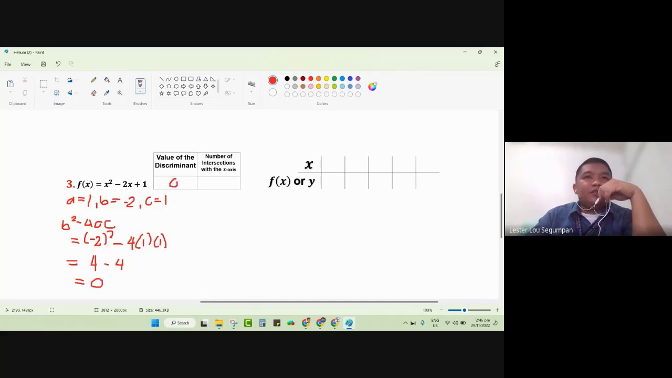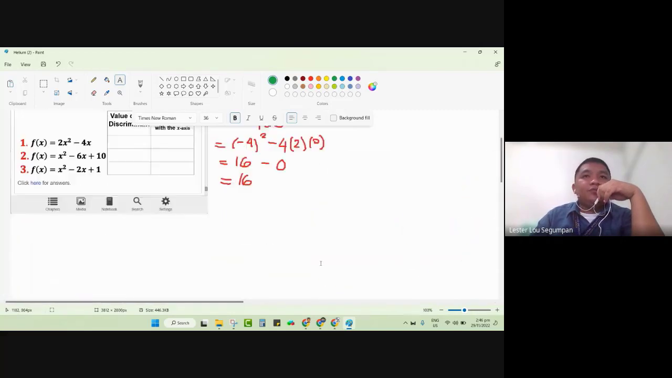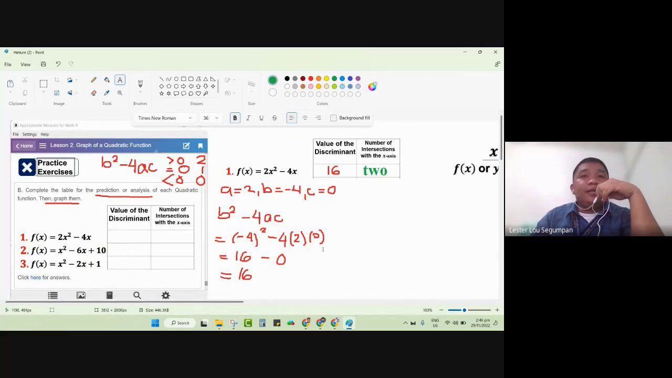This is the value of the discriminant. Under quadratic equations, it tells us that the roots are both real and they are equal. Hence, we only have one solution. And this is also true with the number of intersections with the x-axis. So here are the answers for the predictions of the graph in relation to the number of intersections it will have with the x-axis. This is for number 3, number 2, and number 1. We use the discriminant to predict, or to give advanced analysis on, what our graph would look like.